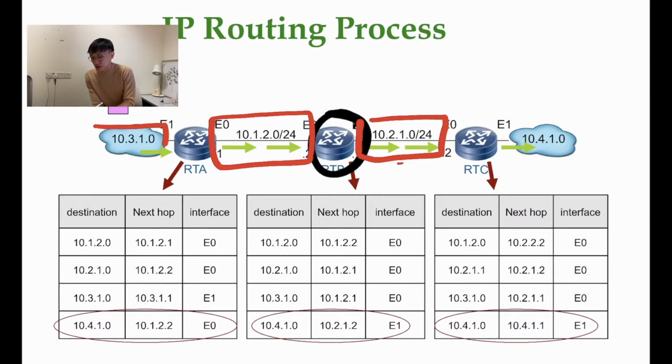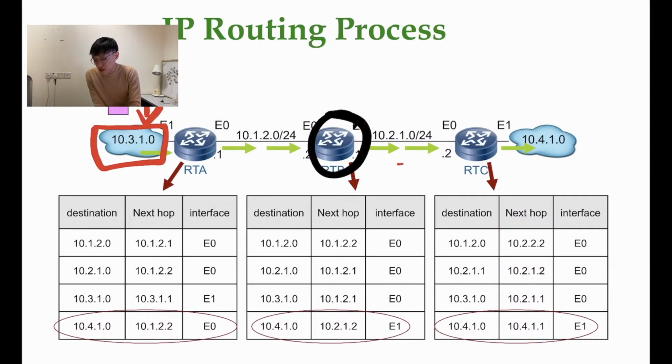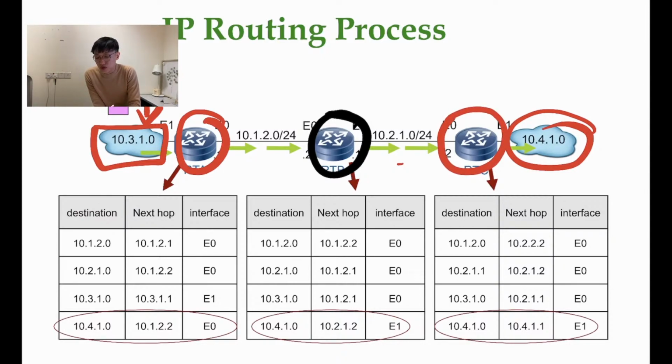Now 10.3.1.0, this one here, we say this is one hop away from router B because for router B to go to 10.3.1.0, it has to go through router A, so it's one hop. Now for 10.4.1.0, from router B to that network is also one hop because for me to go, I have to go through router C, which is one router in between. So that is one hop away.